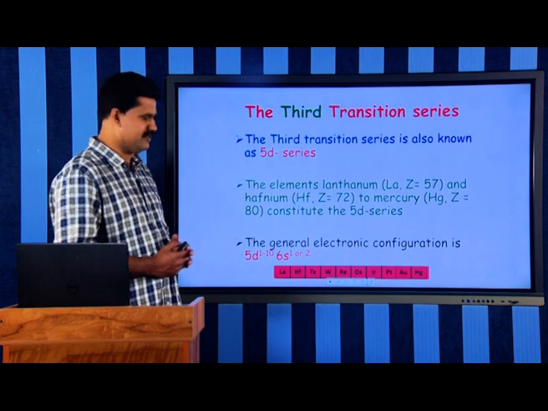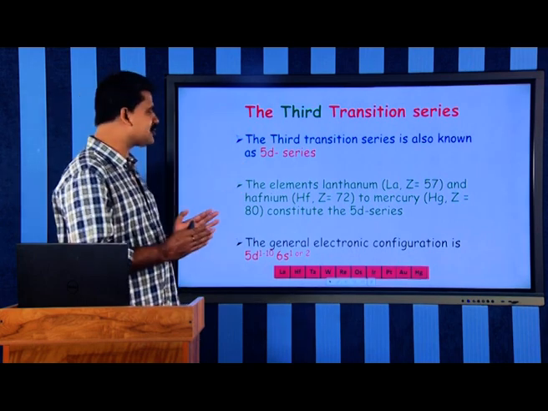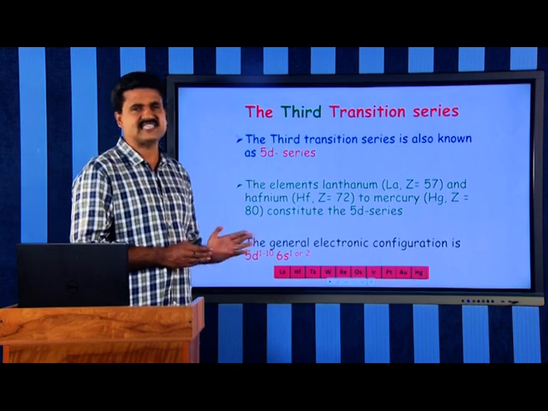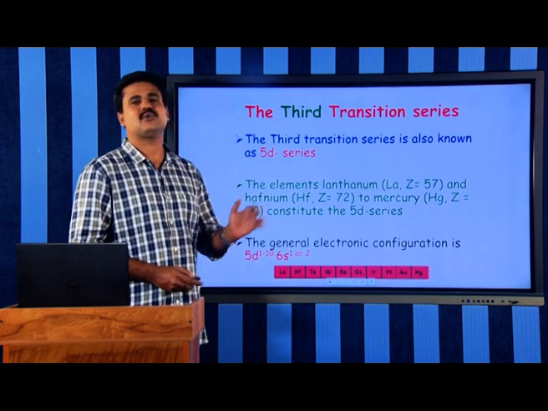Total 10 elements. Then the general electronic configuration. The general electronic configuration of the 5d series of elements is 5d1 to 10, 6s1 or 2.